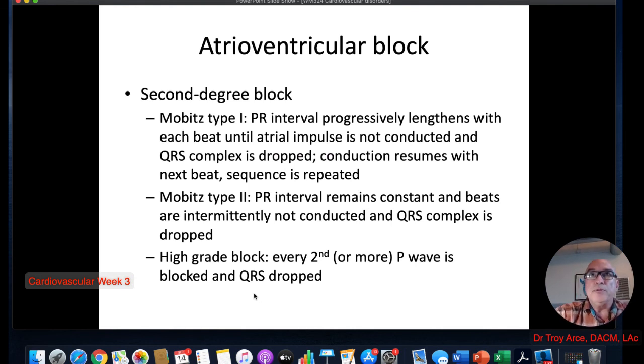The atrioventricular block second degree block is actually a Mobitz type 1 or a Mobitz type 2. In Mobitz type 1, the PR interval progressively lengthens with each beat until the atrial impulse is not conducted and the QRS complex is dropped. The conduction resumes with the next beat and the sequence is repeated. In Mobitz type 2, the PR interval remains constant and beats are intermittently not conducted and the QRS complex is dropped. A high-grade block is when every second or more P wave is blocked and the QRS is dropped.